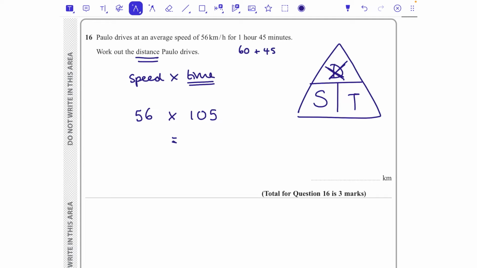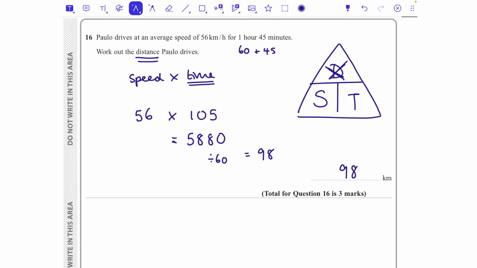Okay, so if I've got 56 and I'm timesing that by 105, that's 5,880, but we need to divide that by 60. So dividing that by 60 afterwards is going to get me 98. So 98 is my answer.